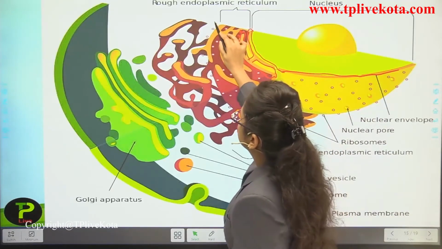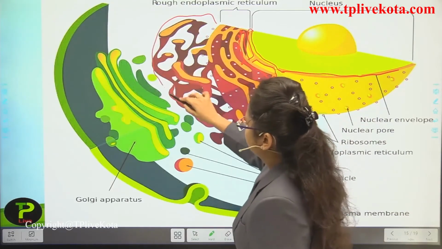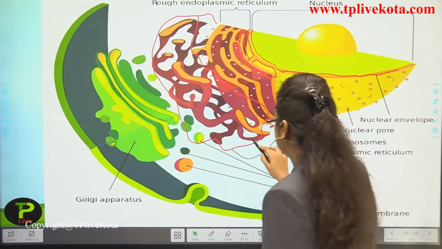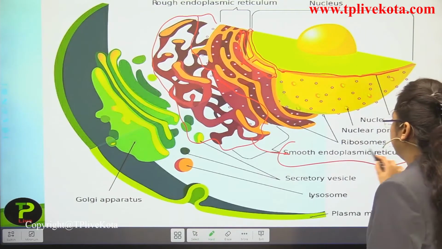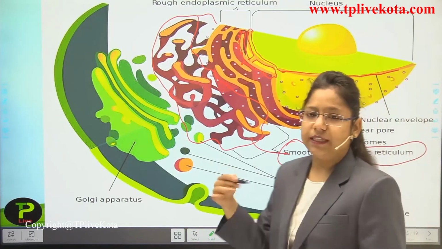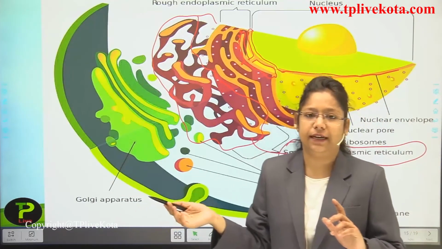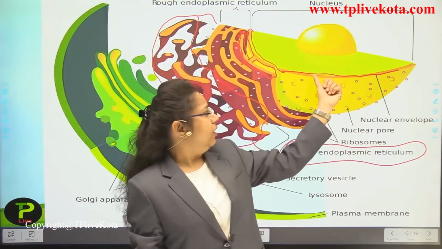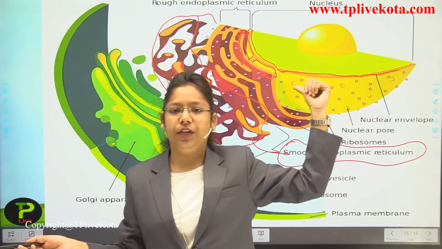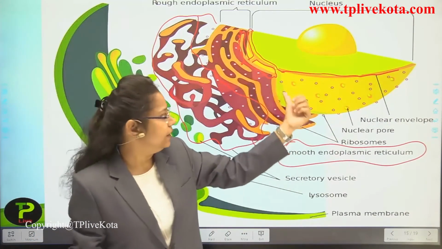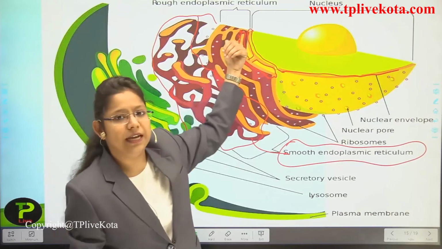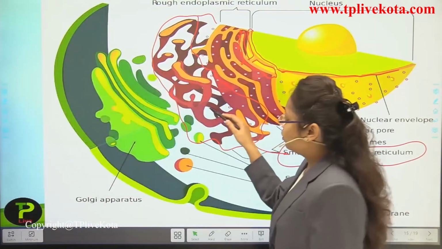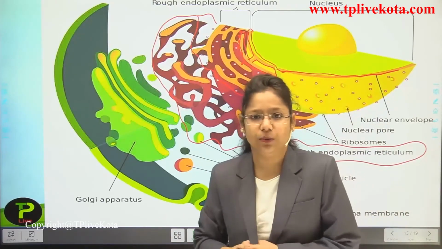Now this part which does not contain any kind of ribosome is considered as smooth endoplasmic reticulum. So you can see the differentiation over here in this diagram. If the ribosomes are present on the part of the nuclear membrane which is protruded inside the cytoplasm, then it is considered as rough endoplasmic reticulum. Now if there is no ribosome present, then it is known as smooth endoplasmic reticulum.